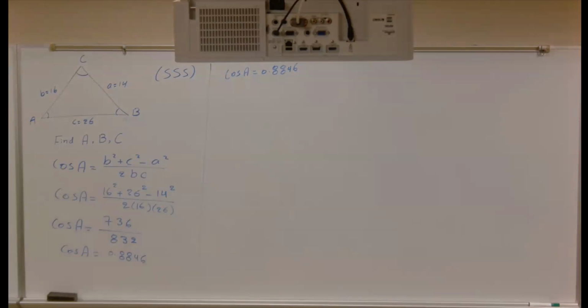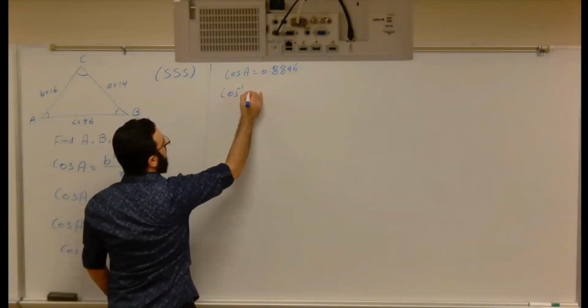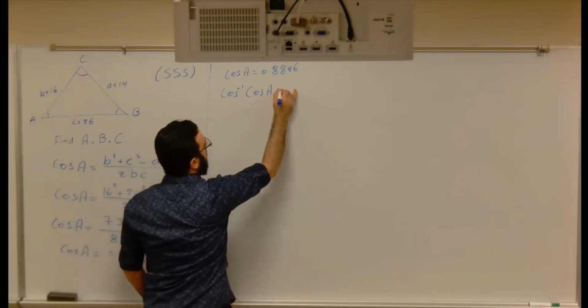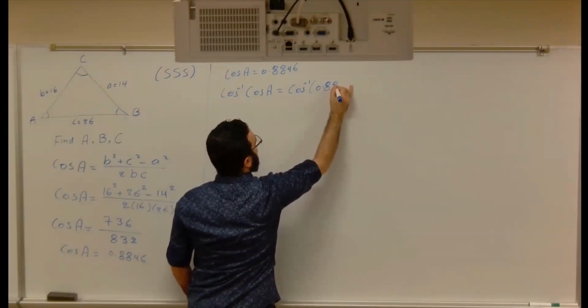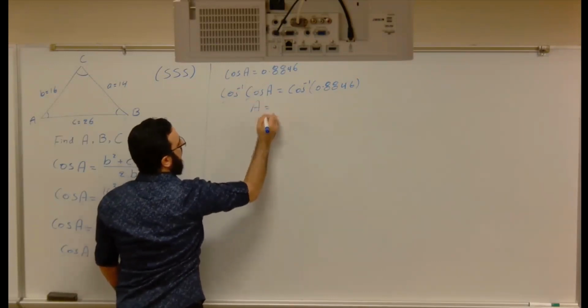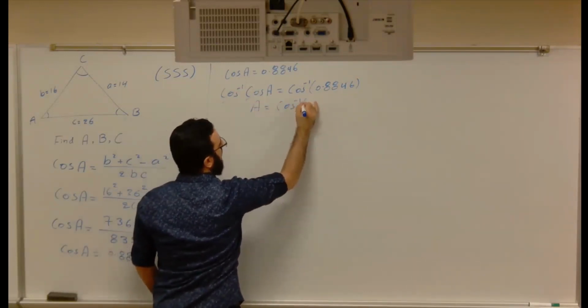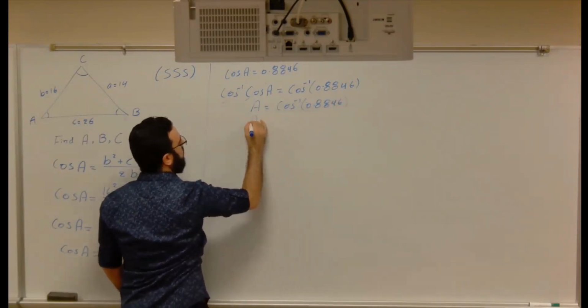Now, how are we going to find the angle A? Cosine A equals the number. I need to keep the A by itself. Can I take the inverse for both sides? That means cosine inverse to the cosine A equals cosine inverse to this number. These cancel. What's left here? A equals cosine inverse to the 0.8846.